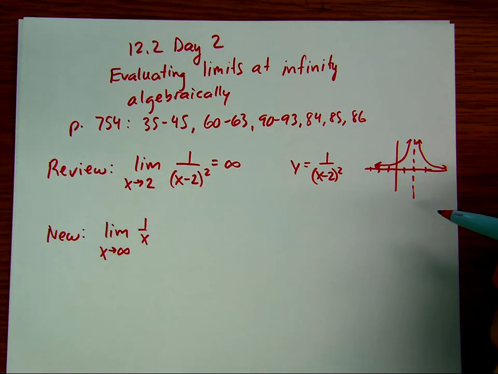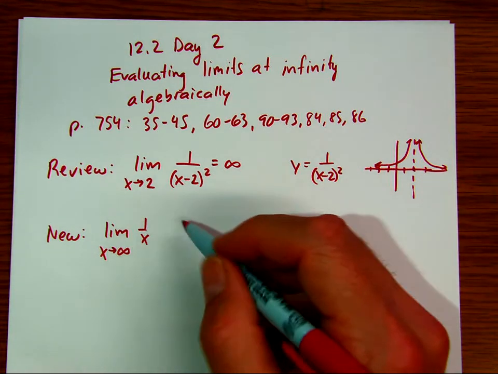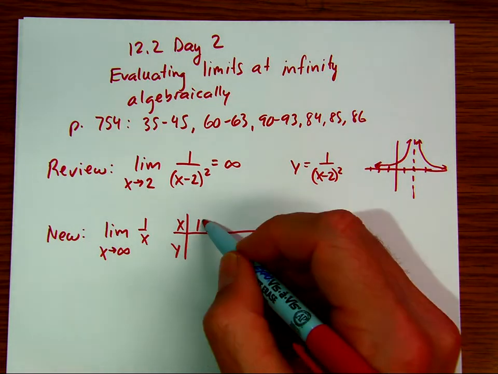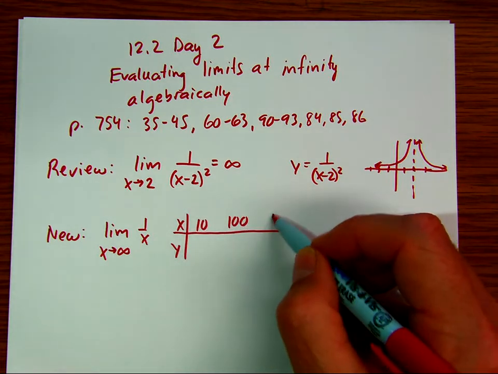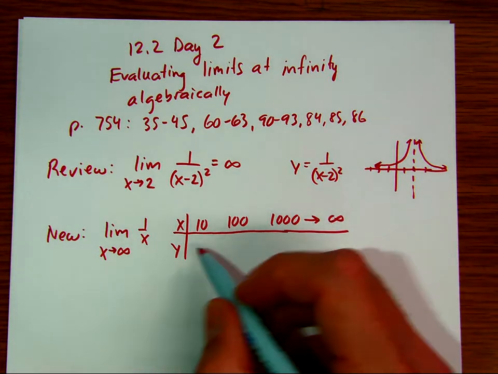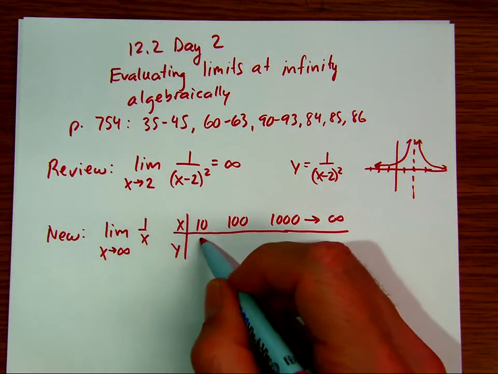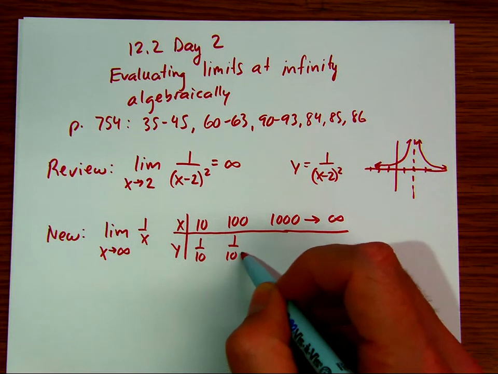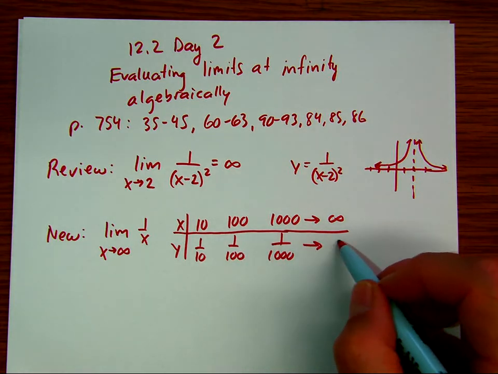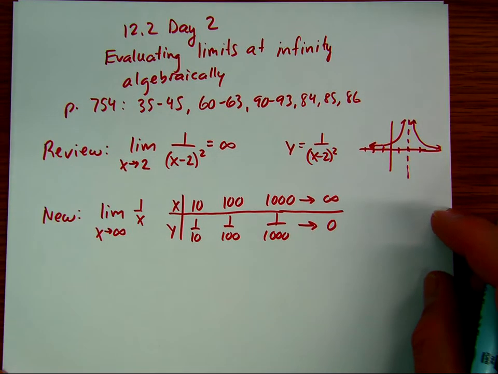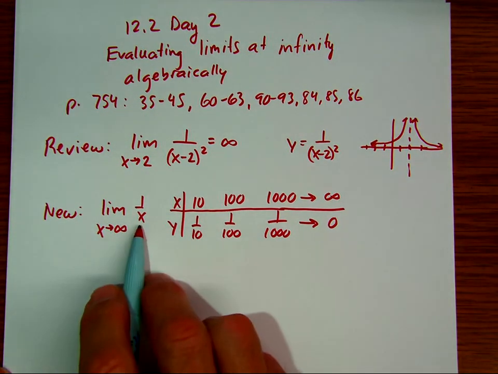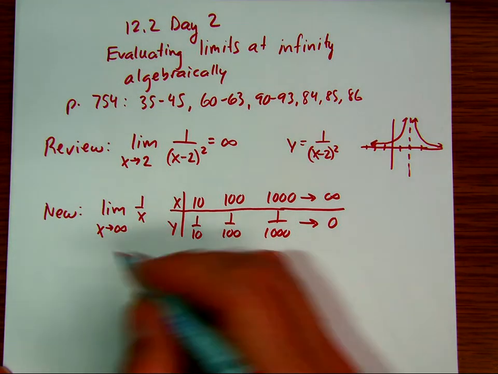As x goes to infinity, what's happening to the fraction? We can look at 10, 100, 1000 going to infinity. And then what's happening to the value of the function? 1 over 10, 1 over 100, 1 over 1000, and that's going to 0. And we're going to use this. This is our main strategy to evaluate these limits.